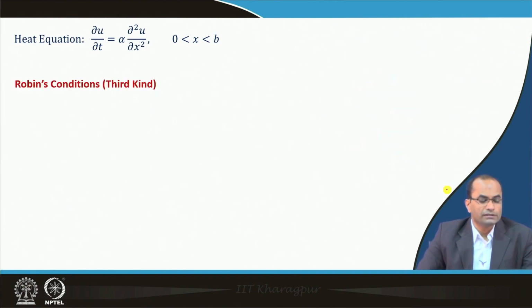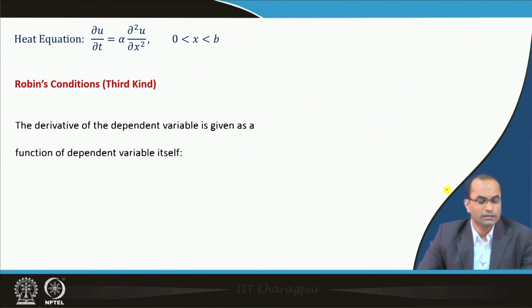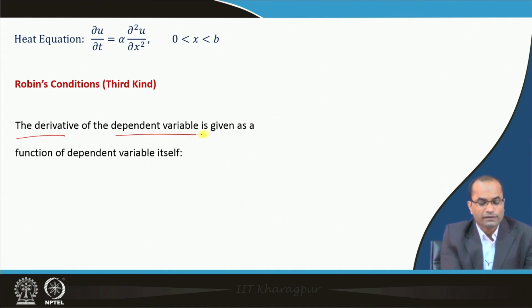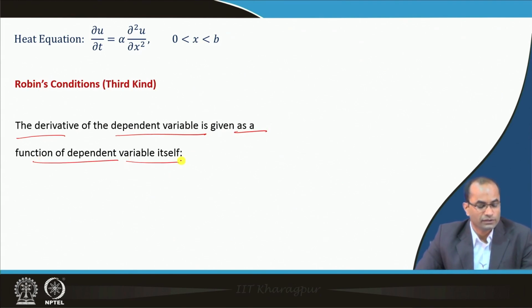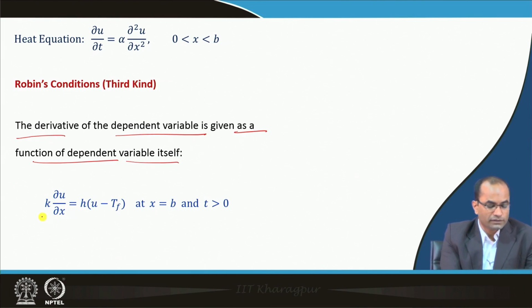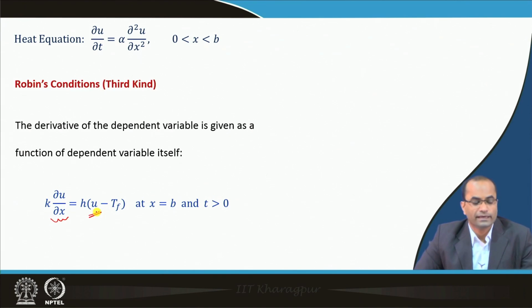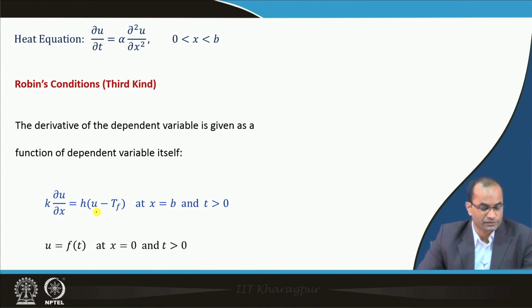The third kind of boundary conditions we will discuss here are called Robin's conditions, or the third kind of boundary conditions. The derivative of the dependent variable is known in this case as a function of the dependent variable itself. So, if we consider, for example, that del u over del x is given as h times u minus some constant T f, the derivative of the dependent variable is a function of the dependent variable again. Such boundary conditions are called Robin's boundary conditions, and they again very often appear in applications.